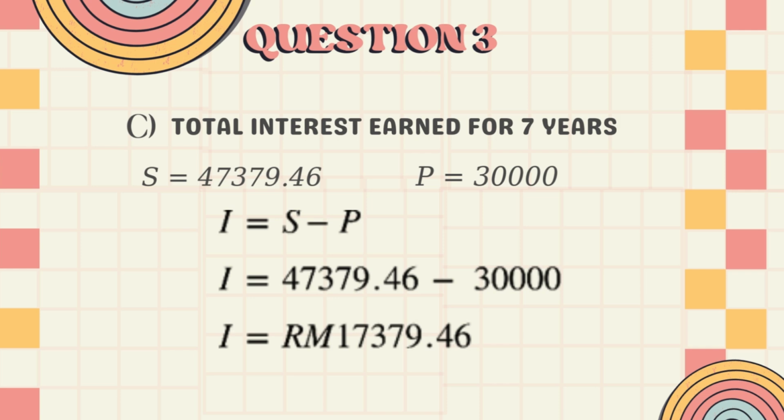So now we have S, which is 47,379.46, and P equals 30,000. So now we substitute the given numbers into the formula, and it will be 47,379.46 minus 30,000. Then it will be 17,379 ringgit and 46 cents. So that's all for question 3.